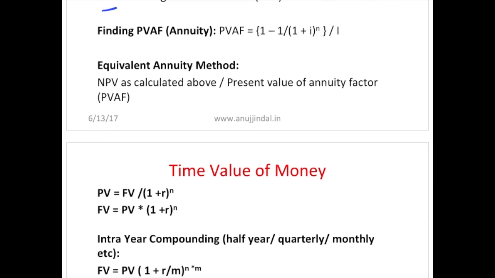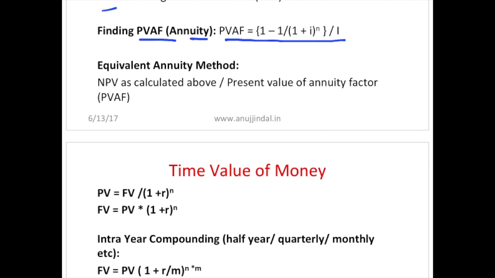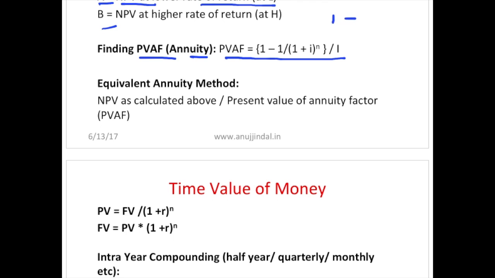Next is finding PVAF, or annuity. In case of annuity, the shortcut formula that can be used is this: 1 minus 1 upon 1 plus I, the interest rate, raised to power n, the number of years, and then you divide this entire thing by I, not 1, by I, which is the interest rate. So this gives you PVAF, or present value of annuity factor.